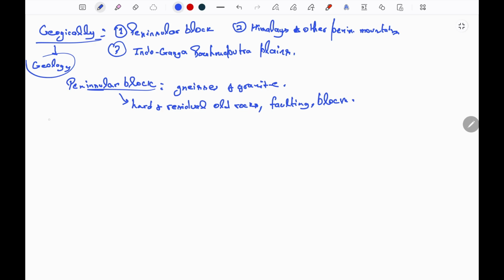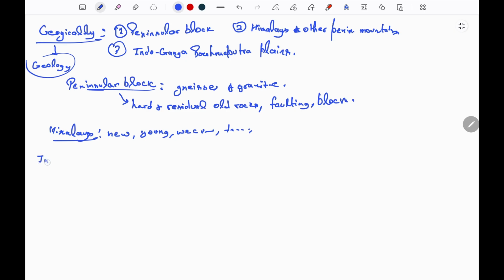Now comes the Himalayas. They are basically new, young, and weak sedimentary rocks as compared to the peninsular block. Their origin owes to tectonic movements, along with exogenetic factors. Rivers form a major part of the landscape, and features like gorges, V-shaped valleys, rapids, and waterfalls are present there.